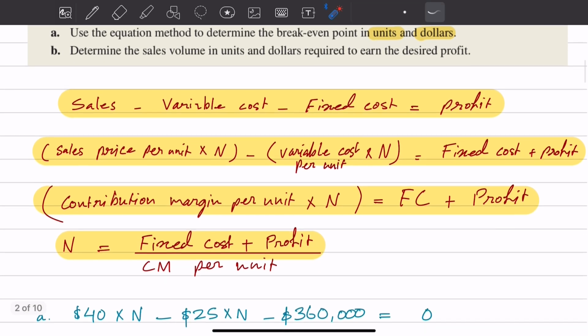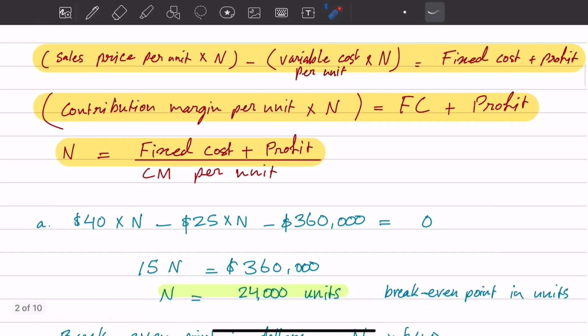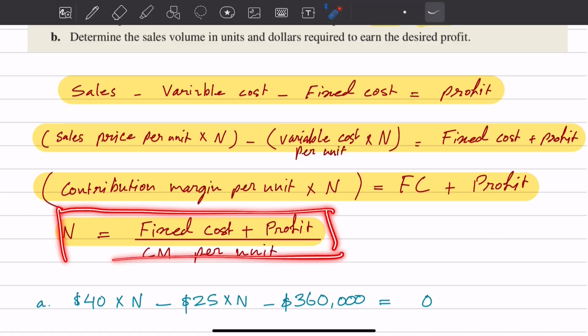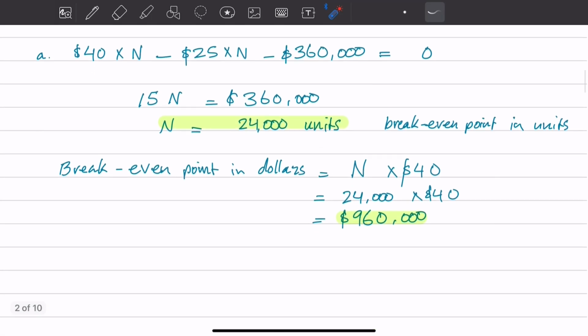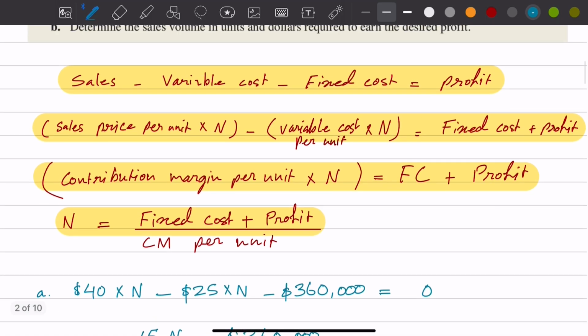Remember, just like we have discussed in the lecture, this is simple. You're basically going to redo the whole calculation, but the only thing you need to do in each formula is to just add your desired profit to the fixed cost, whether you're using the formula or the contribution margin method. You're just going to add the desired profits right next to the fixed cost. Okay, so part B, using the equation method, right here.